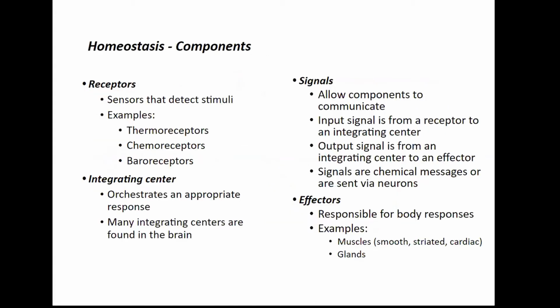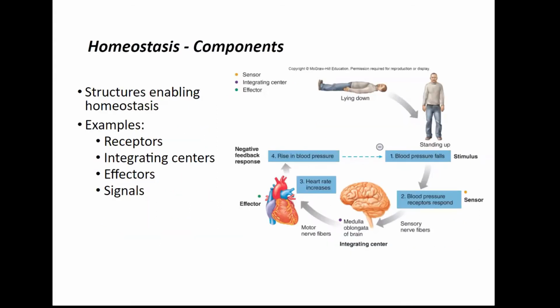Okay. So here we have a couple of examples of these different steps of this pathway. So remember, I'm going to flip back to the last slide for a second. So we're going from a receptor, sending a signal to an integrating center, sending a signal to an effector, and then we're going to have a change at the end, a signal that's in the opposite direction than our original signal.